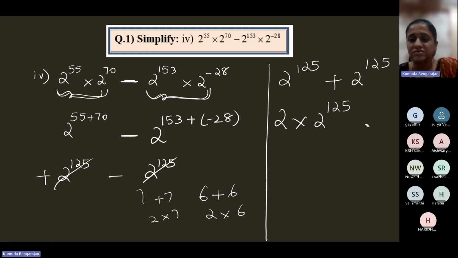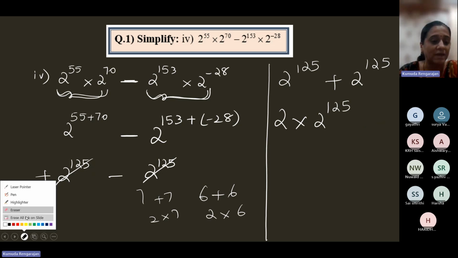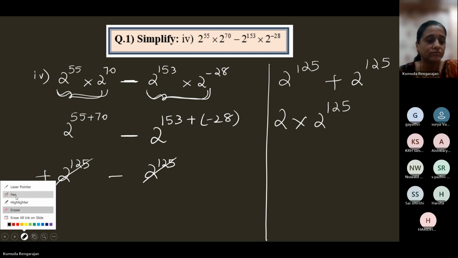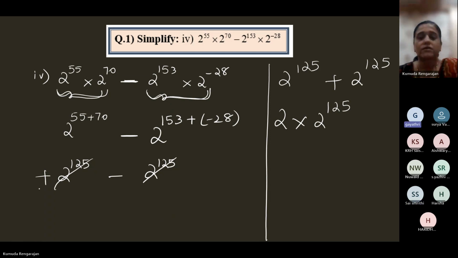So what will be the next step? How do you simplify this further? Are the bases the same? Yes, ma'am. And is it multiplication? Yes, ma'am. So do you add or subtract the powers? Add the powers. What is 2 to the power 1 plus 125?